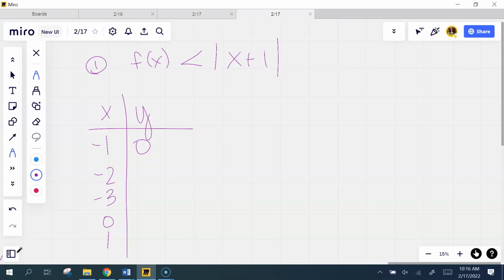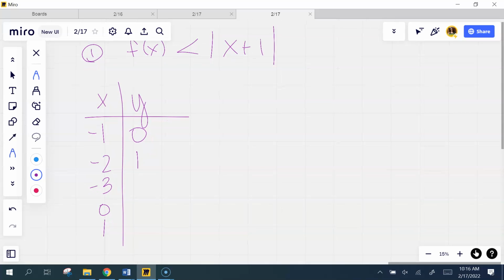If I plug in -2, -2 plus 1 is -1, and absolute value of -1 is +1. Plug in -3 plus 1 is -2. Absolute value of -2 is 2. How about 0? What's the y value? And how about 1? 2. So let's graph it. Let's plot the points first.